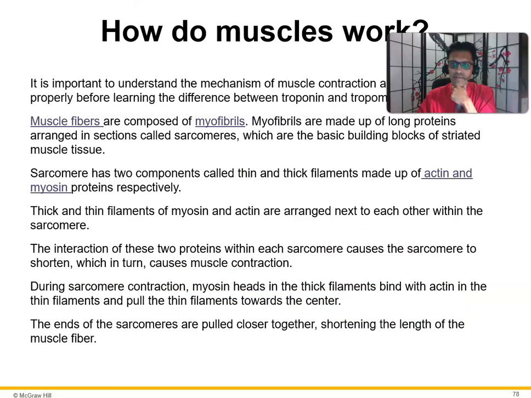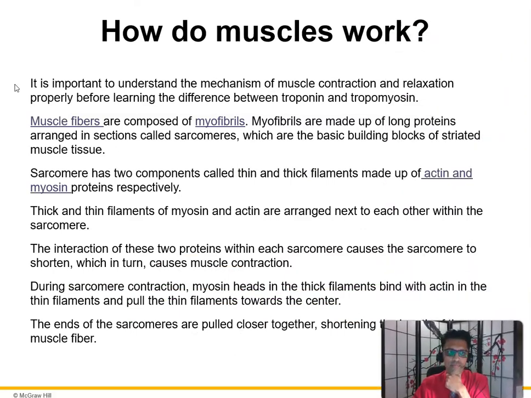All right, so how do muscles work? Let's put this into perspective here. So it's important to understand the mechanism of muscle contraction and relaxation properly before learning the difference between troponin and tropomyosin. So muscle fibers, we talked about this, are composed of myofibrils. Myofibrils are made up of long proteins arranged in sections called sarcomeres, which are the basic building blocks of striated muscle. Sarcomere has 2 components called thick and thin filaments made up of actin and myosin. Actin thin, myosin thick, which are proteins. Thick and thin filaments of myosin actin are arranged next to each other within the sarcomere. That's what gives it that striated look.